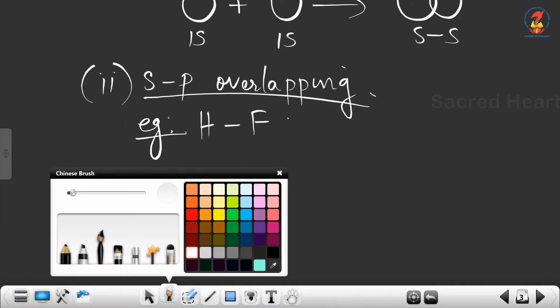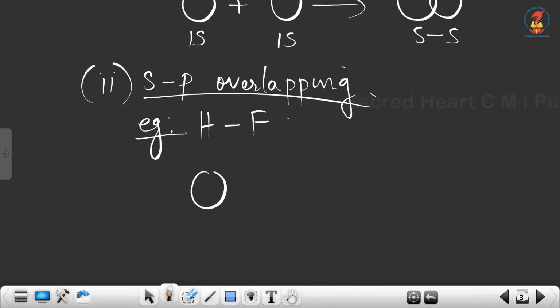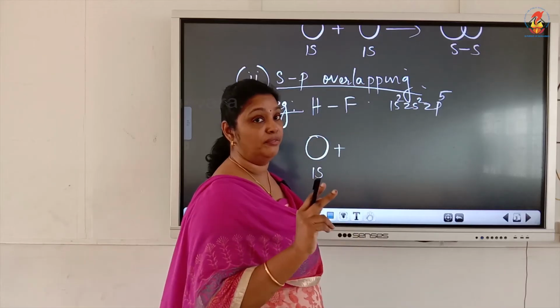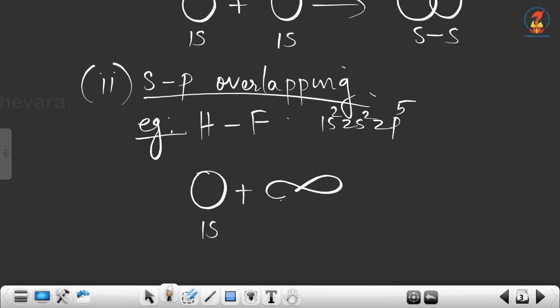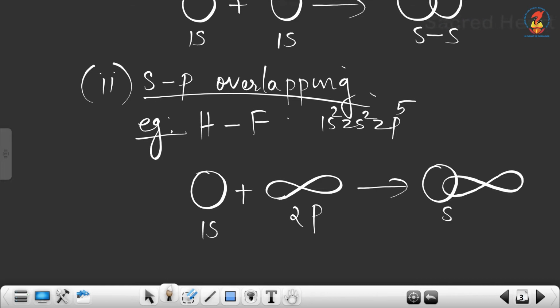In hydrogen we have the 1s orbital, which is half filled, and the electronic configuration of fluorine is 1s2, 2s2, 2p5. So one 2p orbital is half filled, and you know the shape of the 2p orbital is dumbbell shape, so we will draw it like this. We will show only that half-filled 2p orbital. Now this will give rise to sp overlapping like this. So this is sp overlapping, or we get a sigma bond between hydrogen and fluorine as a result of sp overlapping.